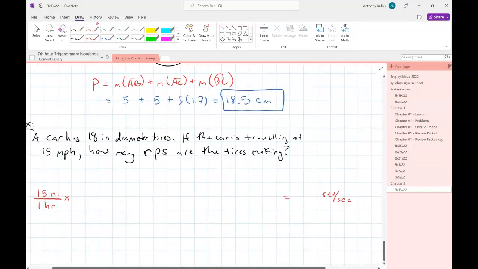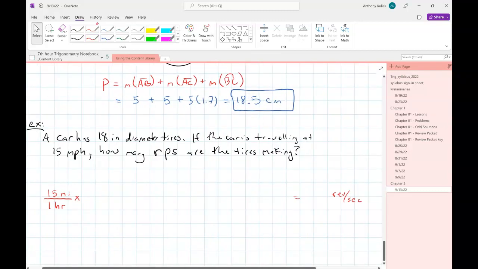Oh boy, Mr. Gulick, that looks like a lot. You've left a big space there. Yeah, there's a couple of conversions in here. First thing that I would notice is that my denominator is currently hours, and at the end, my denominator needs to be seconds. Well, that should be easy to take care of. I'm going to just convert hours into seconds.